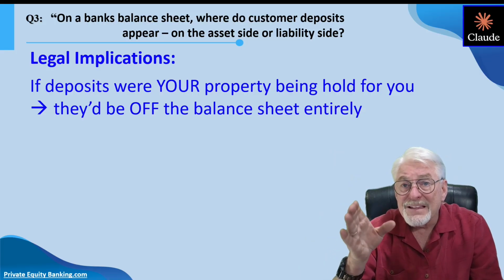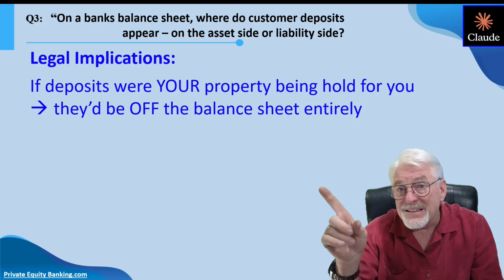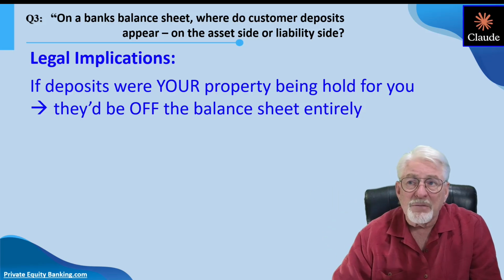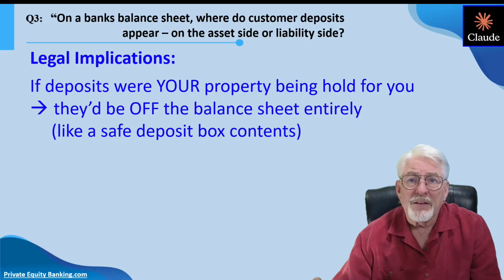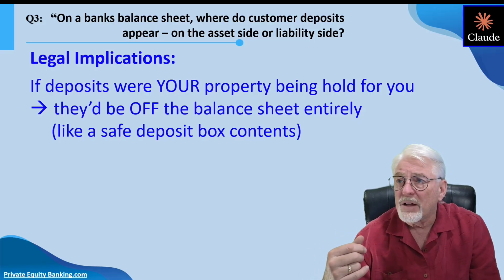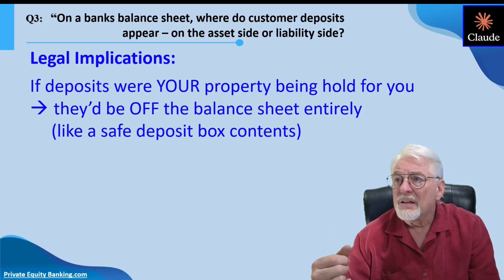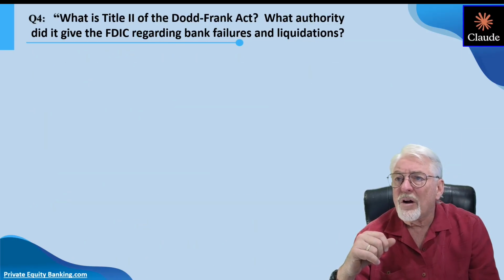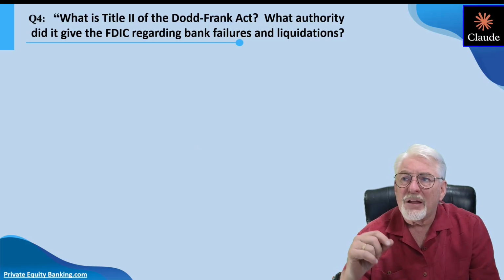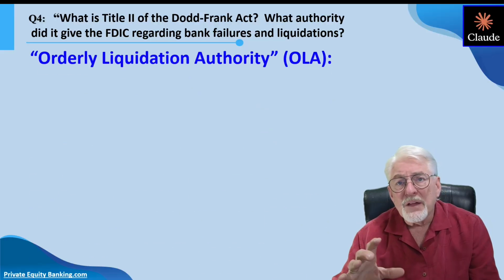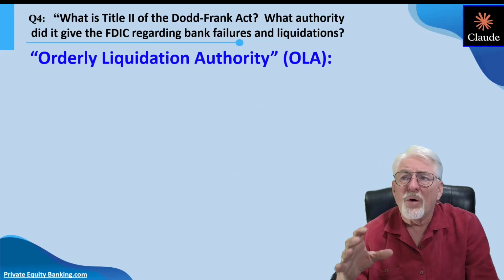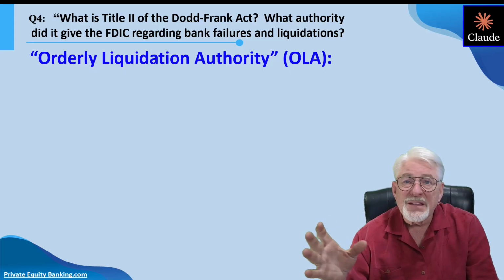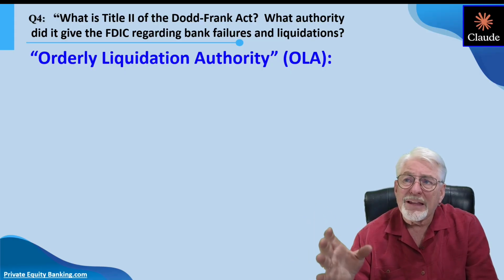Note, your money is on the bank's balance sheet as a liability. It's not off the balance sheet completely as it would be if they were just holding your deposits, like a safe deposit box and its contents. I just said that. Okay, question number 4, and this again is with Claude. What is Title II of the Dodd-Frank Act? What authority did it give the FDIC regarding bank failures and liquidations? If you want to look up the term, it's called OLA. That's what you'll hear them say in their meetings and such, but it means Orderly Liquidation Authority.